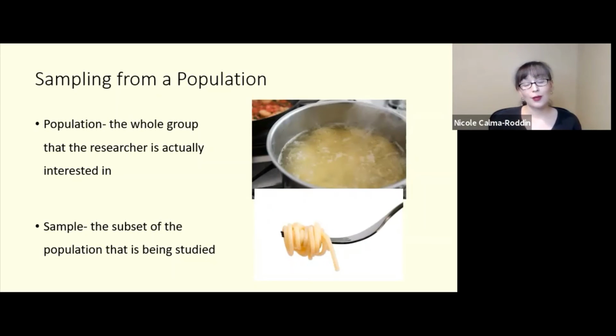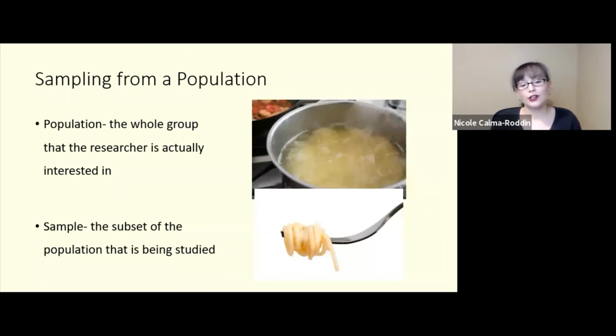When we think about the population, we're thinking about the whole group that the researcher is actually interested in. That doesn't mean it's everyone in the world, but it might mean women over 65. It might mean people who have had cancer. It might mean people with a particular mental condition. It's whatever the topic of the research is: who are the people that this research is meant to be about.